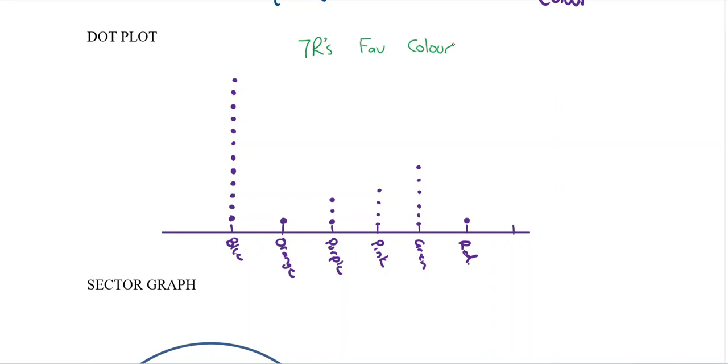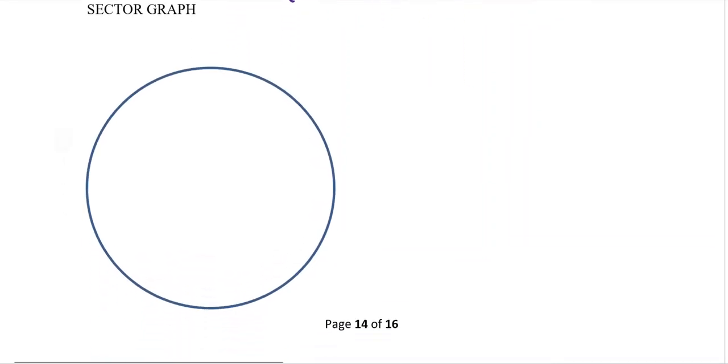Okay, the last 2 I think are always the most challenging ones because you've got to calculate things before you can draw them. So next to your circle for the sector graph, we're going to need to do some working. We're going to have to calculate blue, orange, purple. These are our colors again. Pink, green, and red. The first thing you need to do is add up all of the numbers.